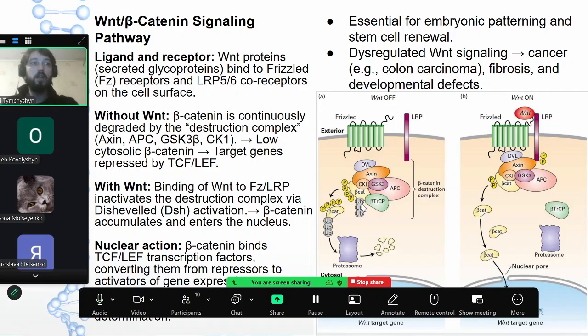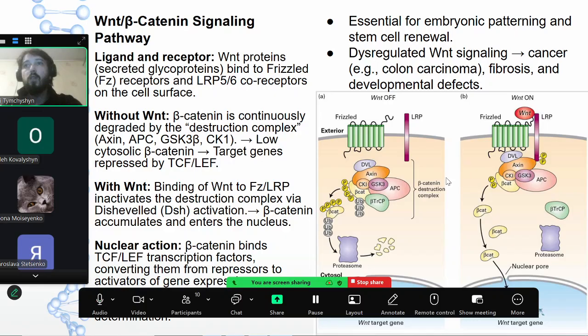And you know that development should be well concerted so that you get an organism and not some random bunch of cells. So everything should follow some general plan. Here is an example of the Wnt beta-catenin signaling pathway.